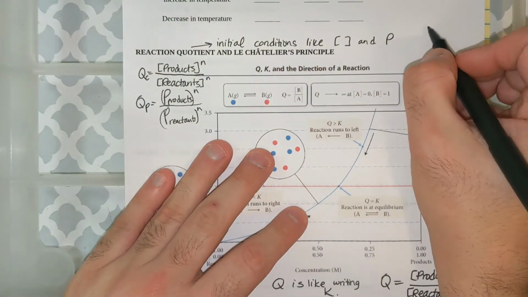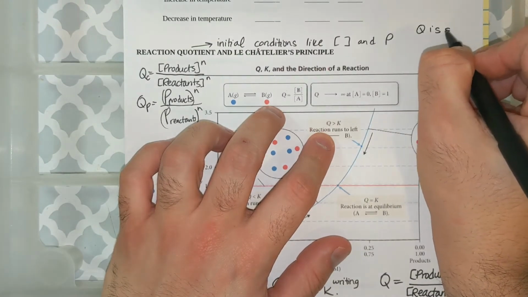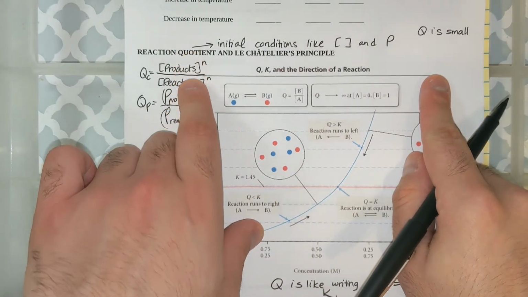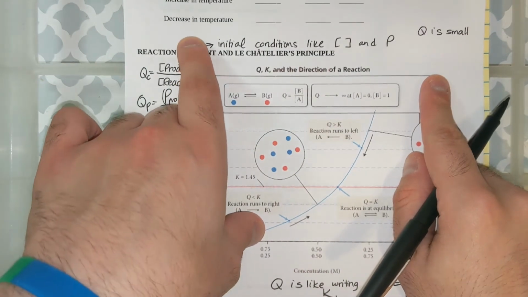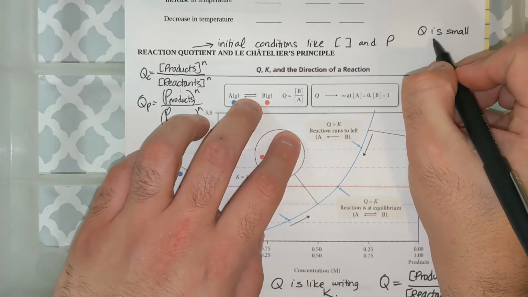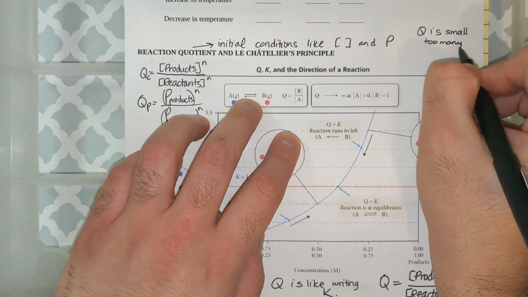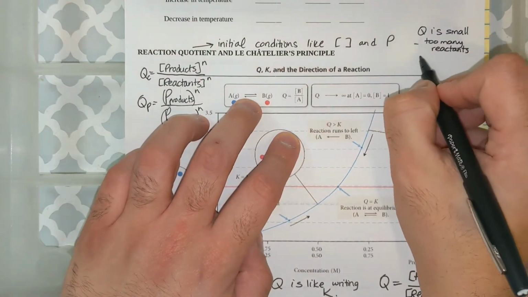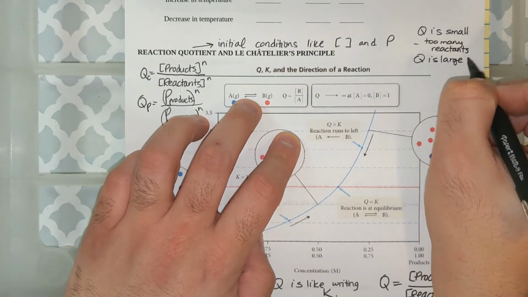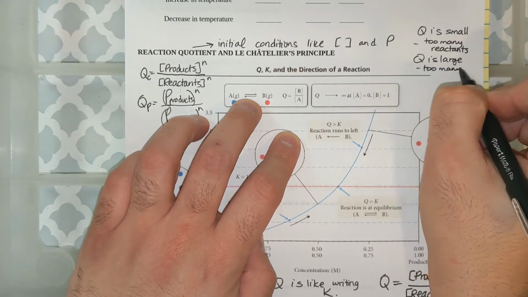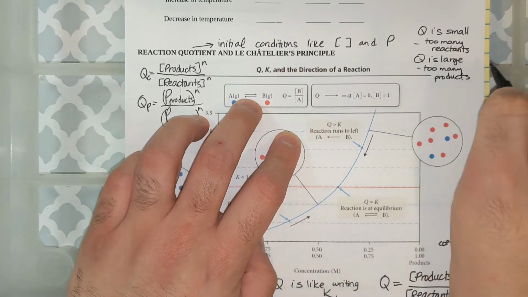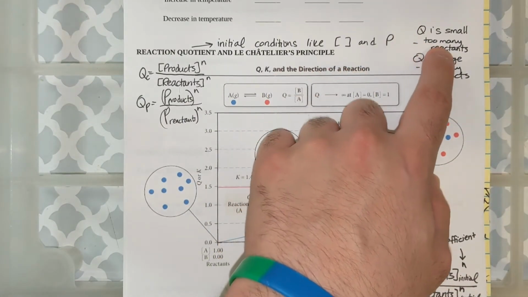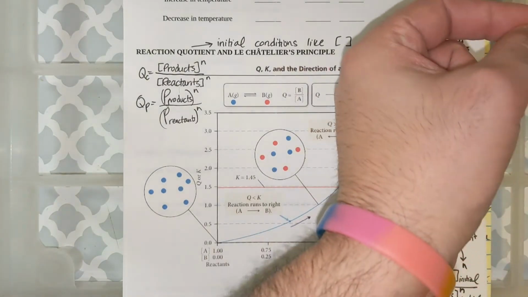And remember, if Q is small, that means my bottom number is bigger and my top number is small. So that means I have too many reactants. So make a note there. If Q is small, I have too many reactants. If Q is large, you're going to see that I have too many products. And so typically, if my Q is smaller or less than K, that means I have too many reactants and it's going to go towards products, or go to the right.